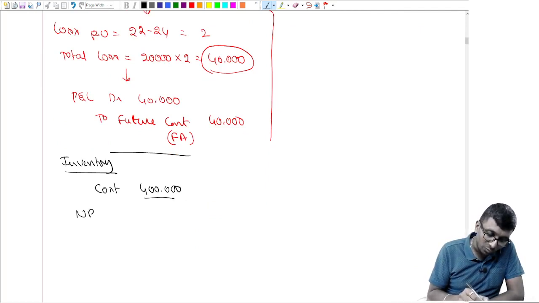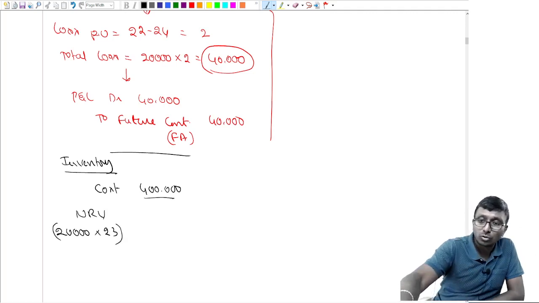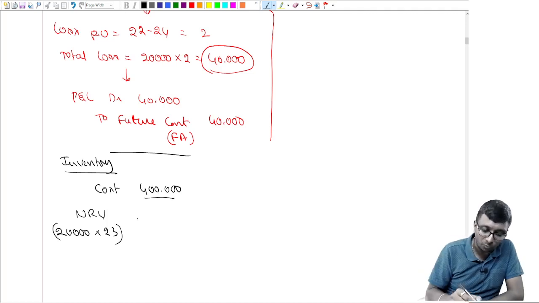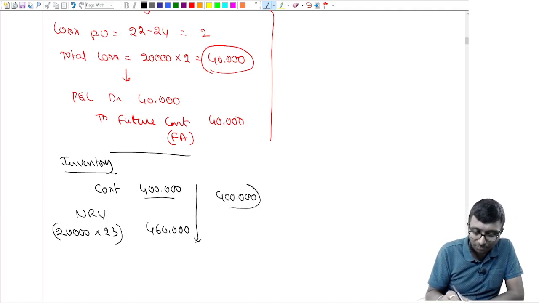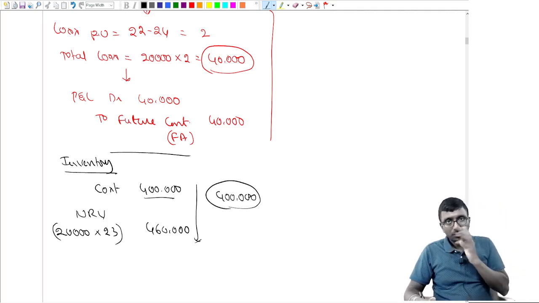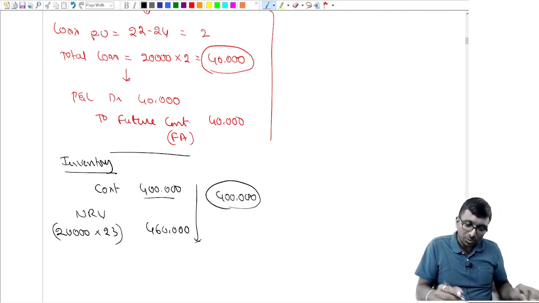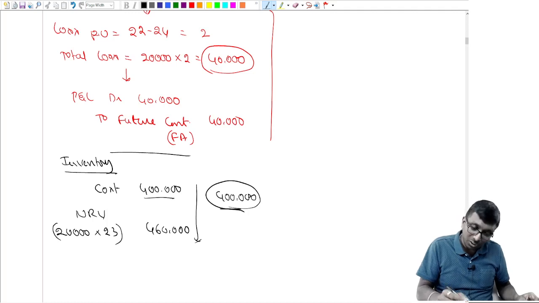But NRV now, what is NRV? NRV is equal to 20,000 units into 23. So 20,000 units into 23 will come to 4,60,000. And as usual, whichever is lower. So in the balance sheet, what do you say? 4 lakh you will say.